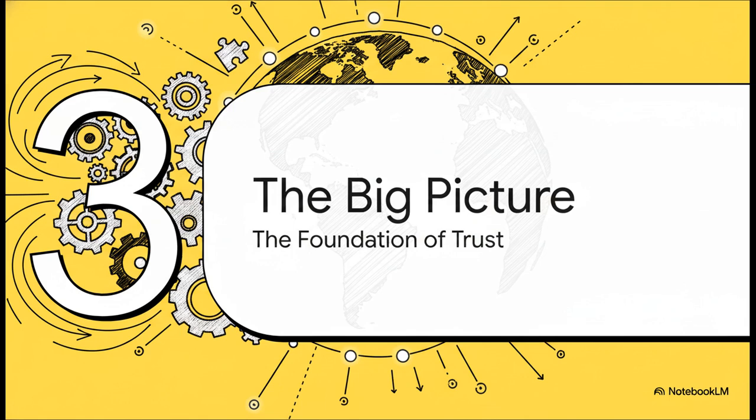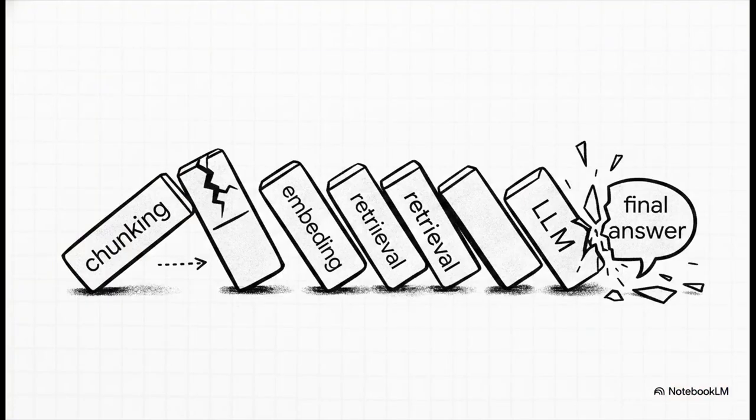So let's zoom out for just a second, because I want to talk about why this seemingly small technical detail is actually so fundamental to building AI we can trust. Think of your entire RAG pipeline like a long line of dominoes. Chunking is the very first domino in that line. And if that first piece is flawed, if you make a bad split that cuts a key idea in half, the entire chain reaction that follows is doomed to fail.